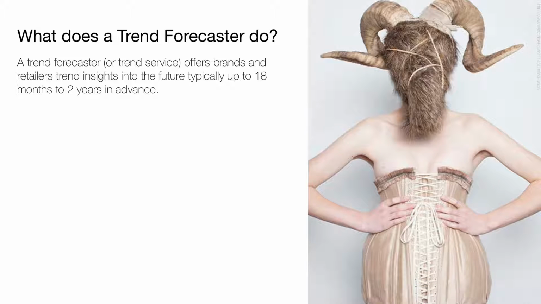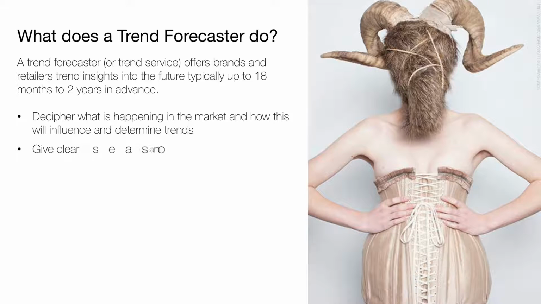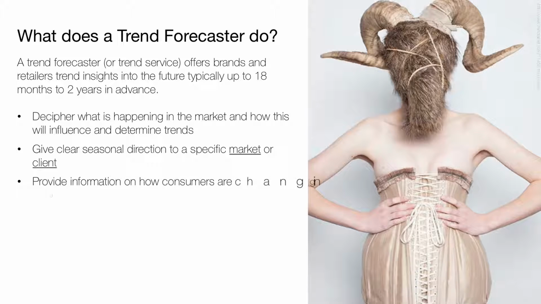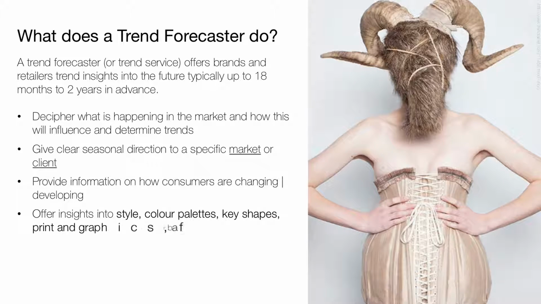So before we start looking into how to develop our trend boards, let's briefly recap over the role of a forecaster. A trend forecaster or trend service offers brands and retailers trend insights into the future, typically up to 18 months to 2 years in advance. They decipher what is happening in the market and how this will influence and determine trends, give clear seasonal direction to a specific market or client, provide information on how consumers are changing and developing, as well as offering insights into style, colour palette, key shapes, prints and graphics, fabrics, embellishments, and consumer behaviour.